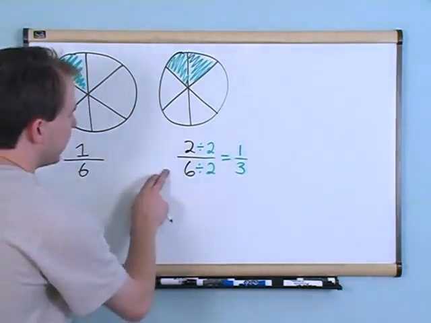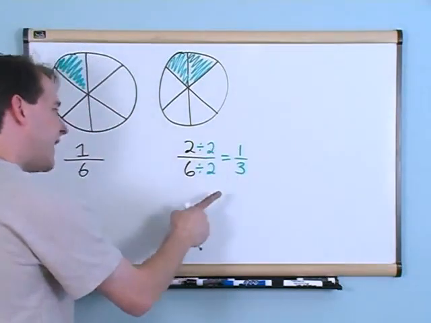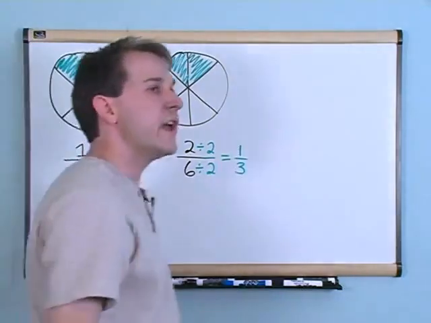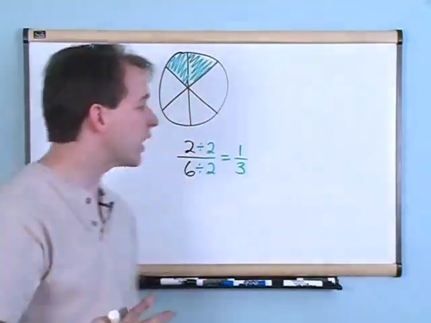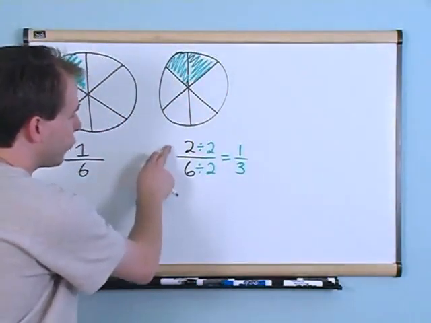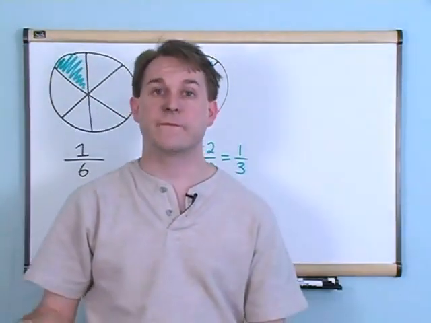What this tells you is that the fraction 2/6 is exactly the same as the fraction 1/3. They are exactly the same. There's no difference. They just look a little bit different. It's written a little bit differently, but the fraction is the same.